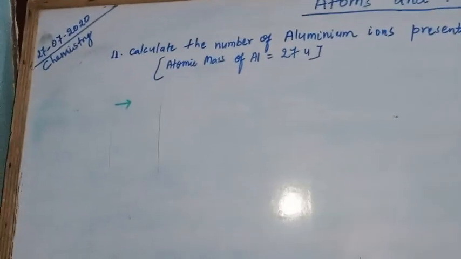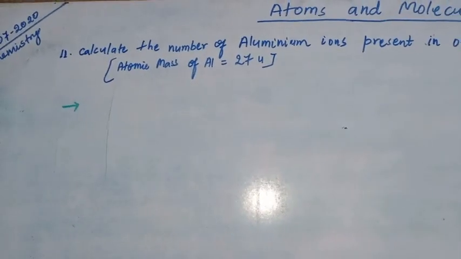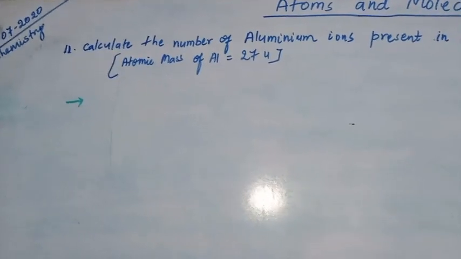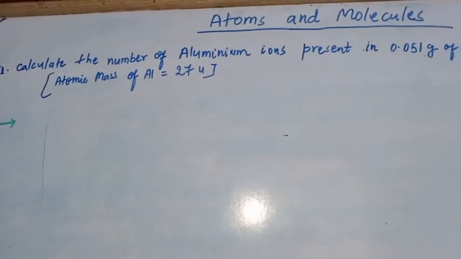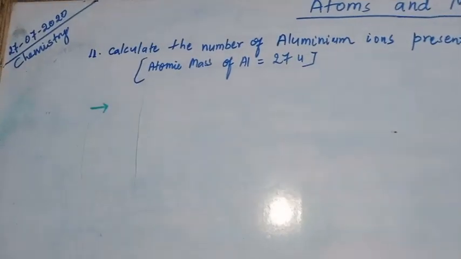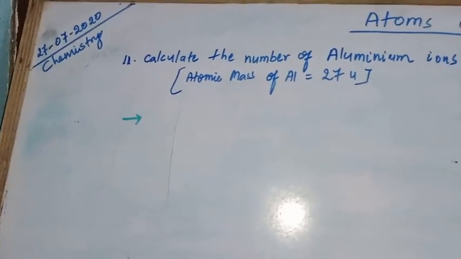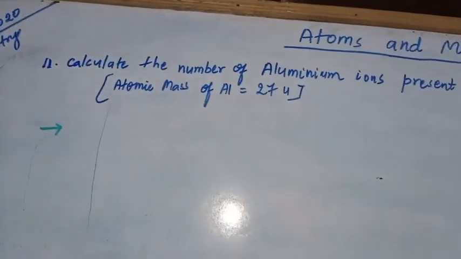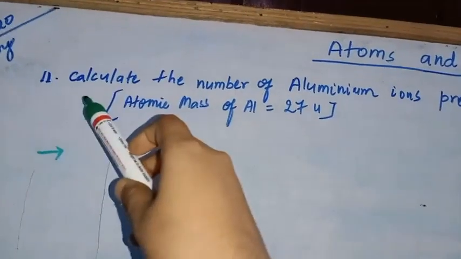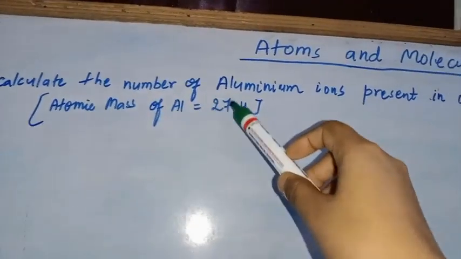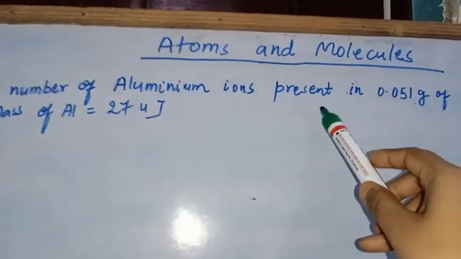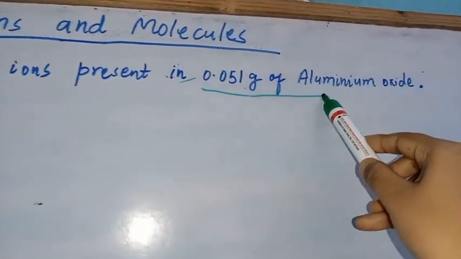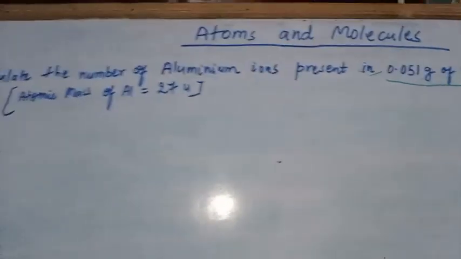Good morning, children. In today's class, we will discuss some of the left exercise questions of the chapter Atoms and Molecules. We will first solve question number 11, your exercise question of chapter 3. Here, calculate the number of aluminium ions present in 0.051 gram of aluminium oxide.